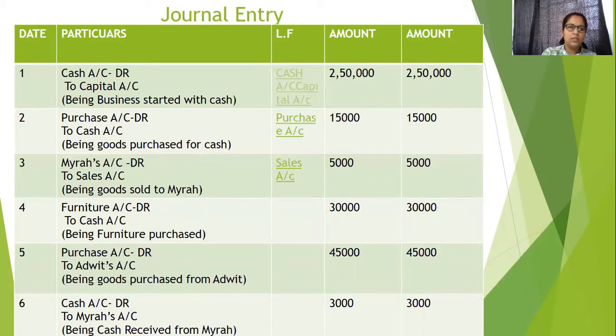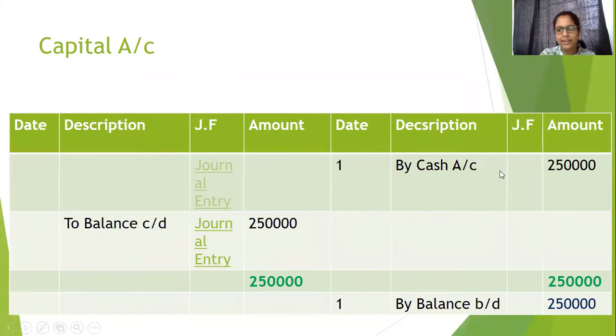Okay. So why is it credited? Because we are giving cash in the business. So in the credit side, we will write by cash. When we prepare capital account, in the credit side, we write by cash. There is no other transaction related to capital in the journal entry. So this is all for the month.